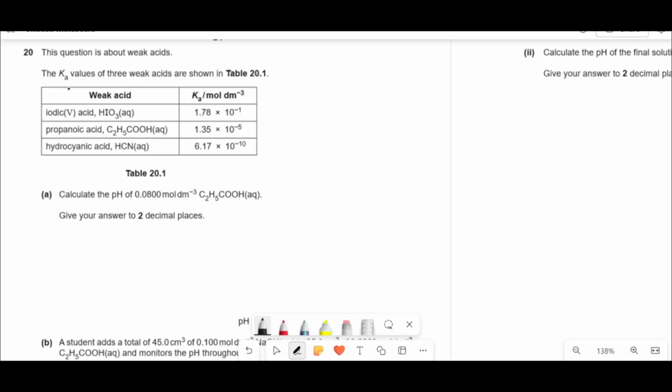Okay, so this question is about weak acids, and the Ka value of these weak acids is shown in this table below. Cool. So it says calculate the pH of this much C2H5COOH, which is the propanoic acid. And it says give your answer to 2 decimal places.